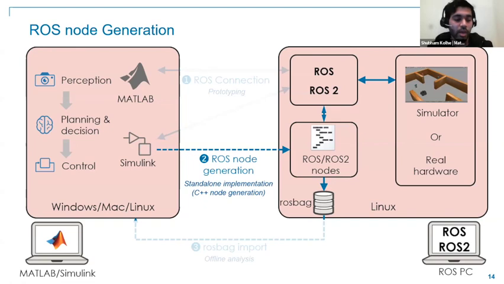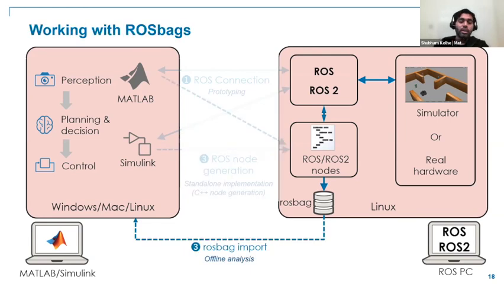We also took a look at how we can use ROS node generation to generate a standalone C++ code once you have developed and tested your algorithm. Now let's take a look at how we can work with ROS bags. So let's move on to the software.